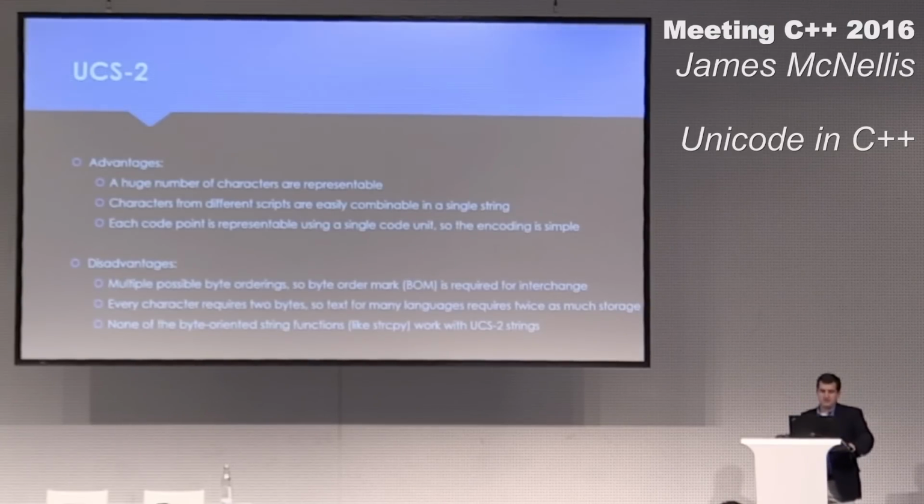But it has some disadvantages too. So there's multiple possible byte orderings, so a byte order mark is required for interchange. Every character requires 2 bytes, so text in many languages requires twice as much storage. This includes English and Western European languages where previously we might have been just fine with a single byte encoding, and now by switching to Unicode, suddenly all of our text is twice as big, which is not a good thing.